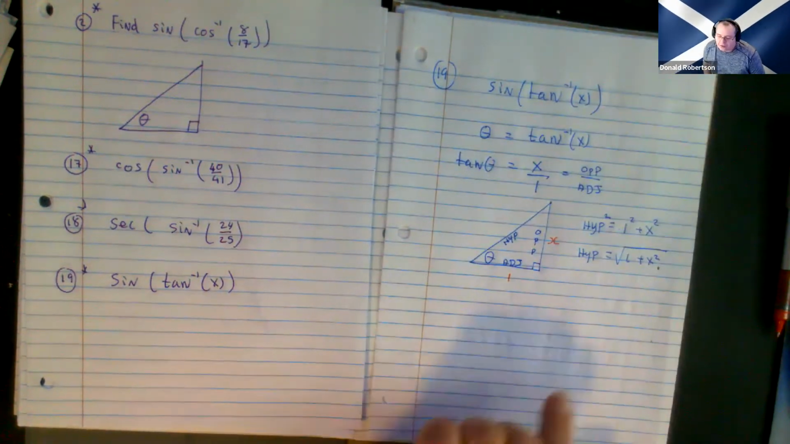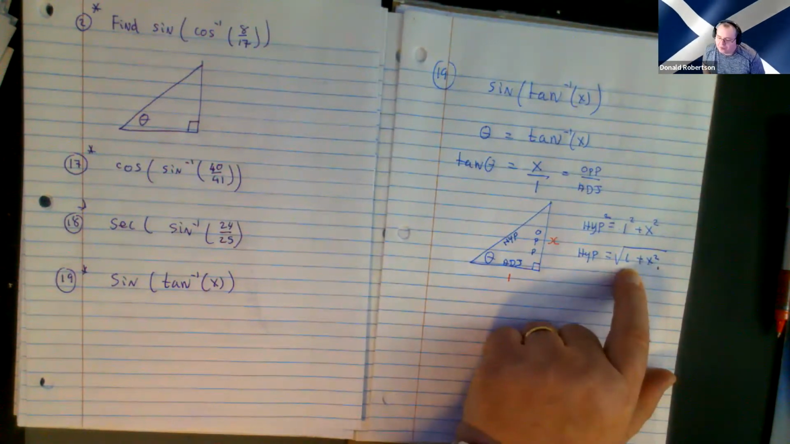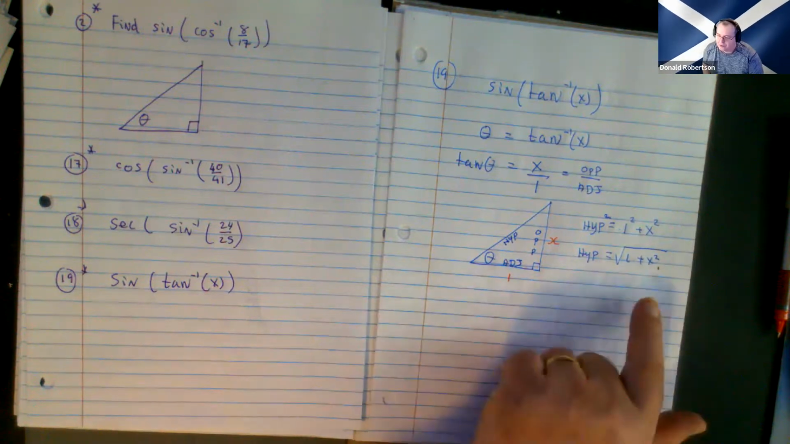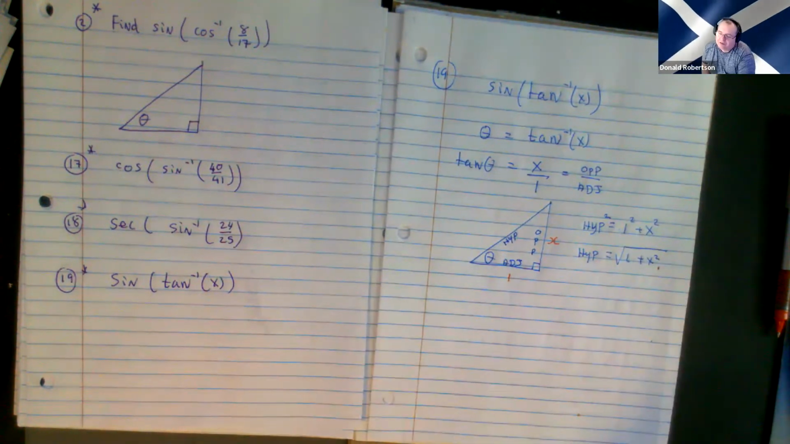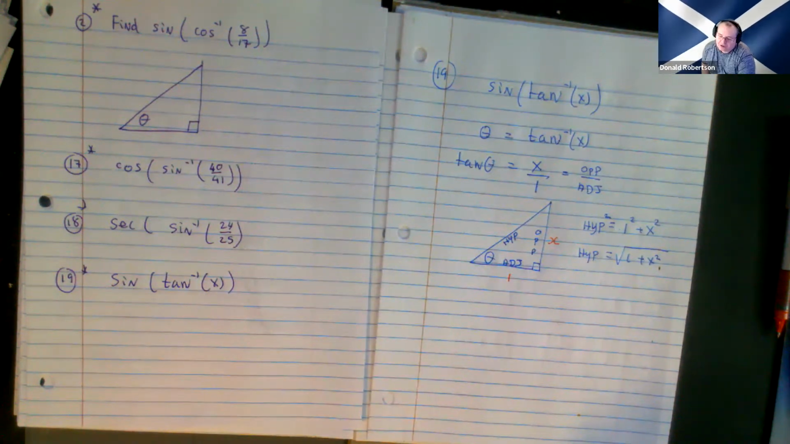And no, that is not 1 plus x. I wish it was, but the square root of 1 plus x squared cannot be simplified, right? You can't do anything to make it nicer. When you have plus or minus inside the square root, that's the end of the road. You can't do anything.